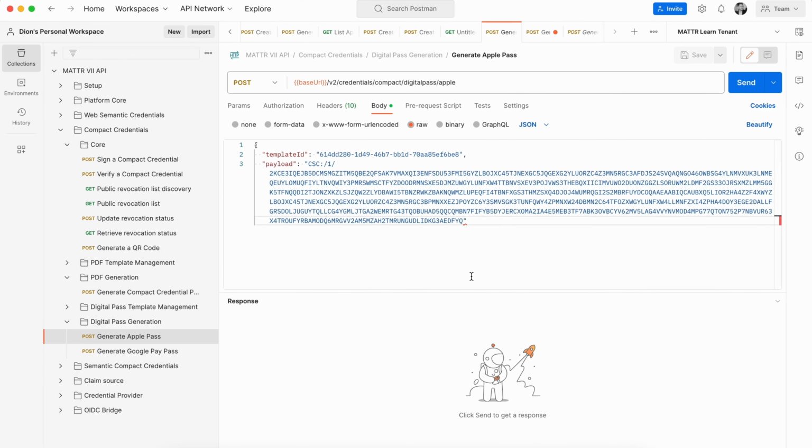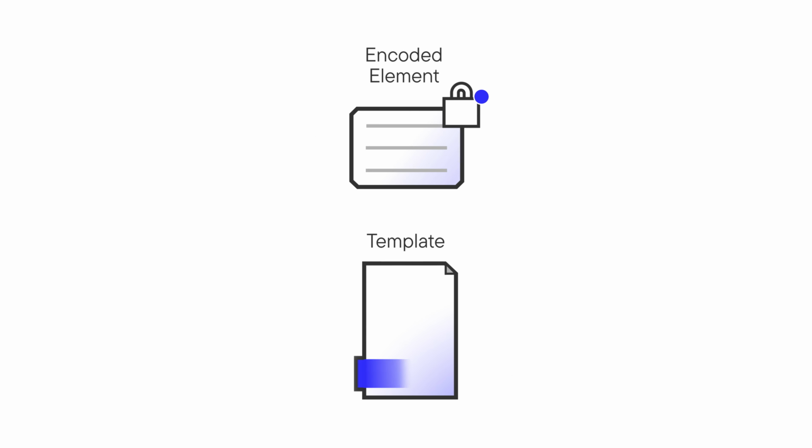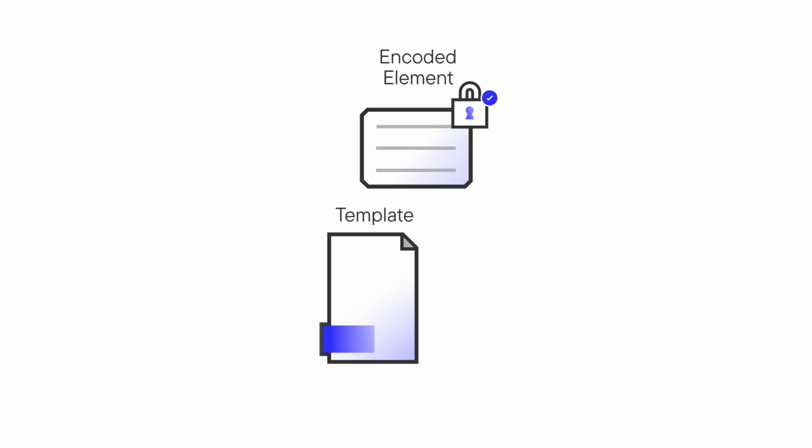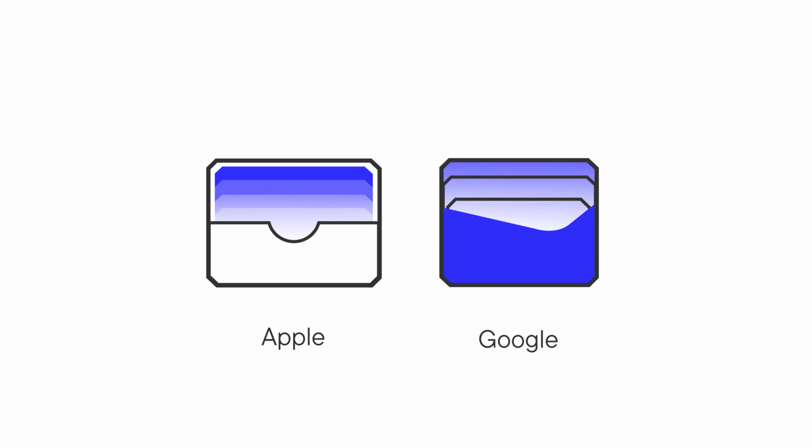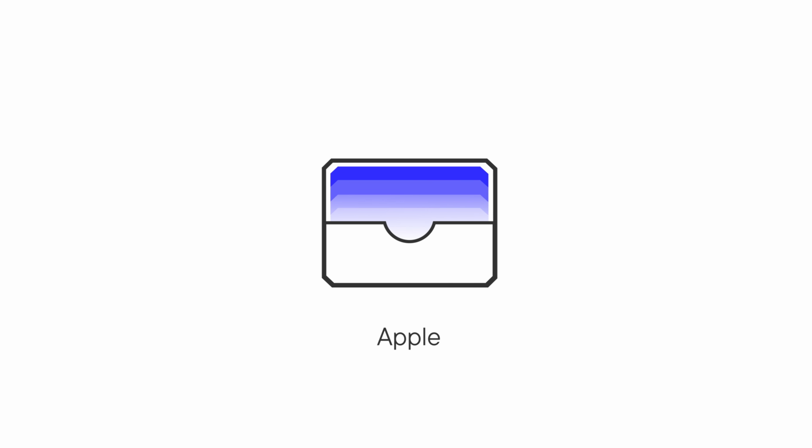Finally, we will now format our compact credential as a digital pass. And again, we will need our encoded element and our template for guiding MATTR VII how to convert the credential into a digital pass. Note that you need separate templates when you're converting to an Apple Wallet pass or a Google Wallet pass. In this video, we'll show an example with an Apple Wallet pass template, but you can find examples for both templates on our website, which you can download and adjust for your needs.